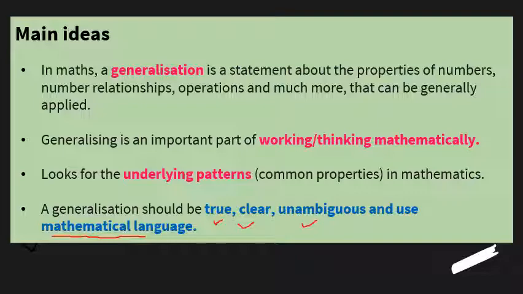Generalizing is an important part of working and thinking mathematically. So to be good mathematicians, that's what we do. We're constantly trying to make generalizations, but then we're also testing those as well to see, well, actually, are they true? And finally, the process of generalizing is looking for underlying patterns or common properties in mathematics.